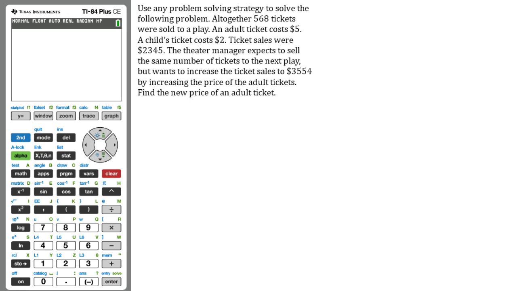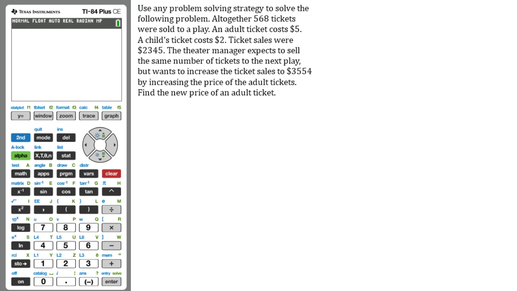Altogether, 568 tickets were sold to a play. An adult ticket cost $5 and a child's ticket cost $2. Ticket sales were $2,345. The theater manager expects to sell the same number of tickets to the next play, but wants to increase ticket sales to $3,554 by increasing the price of adult tickets. Find the new price of an adult ticket.